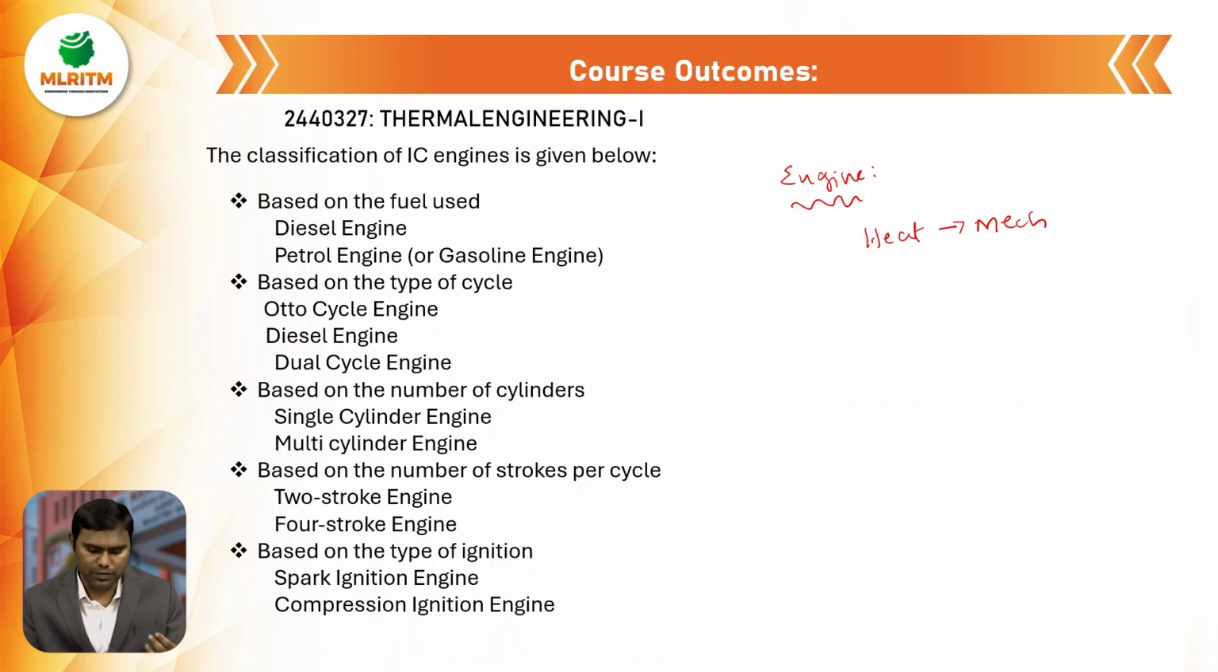Engines are mainly classified, first, based on the fuel. We have petrol engines and diesel engines. Based on the type of cycle, we have Otto cycle, diesel cycle and dual cycle. Based on the cylinders, we have single cylinder engines and multi-cylinder engines. Based on the strokes, we have two-stroke engines and four-stroke engines. Based on the ignition system, we have spark ignition and compression ignition. And based on the governing mechanism, the cooling mechanism, and the lubrication system. So we have different classifications of IC engines.